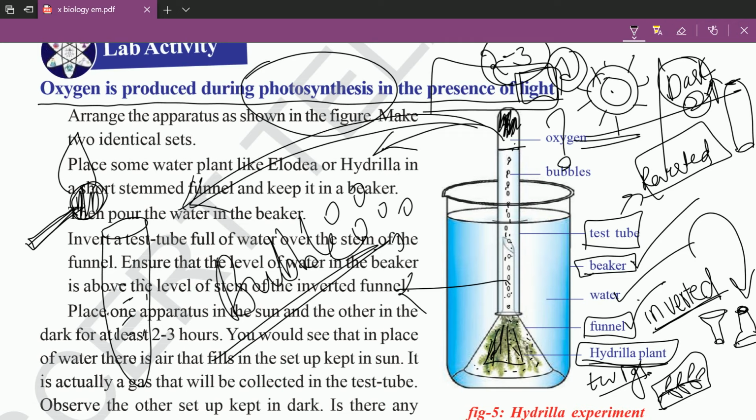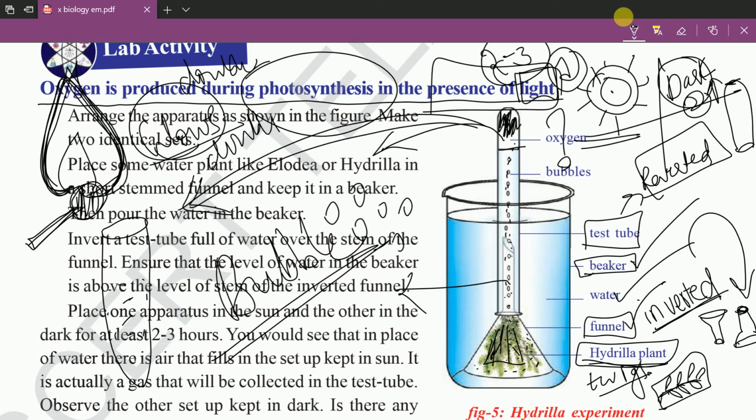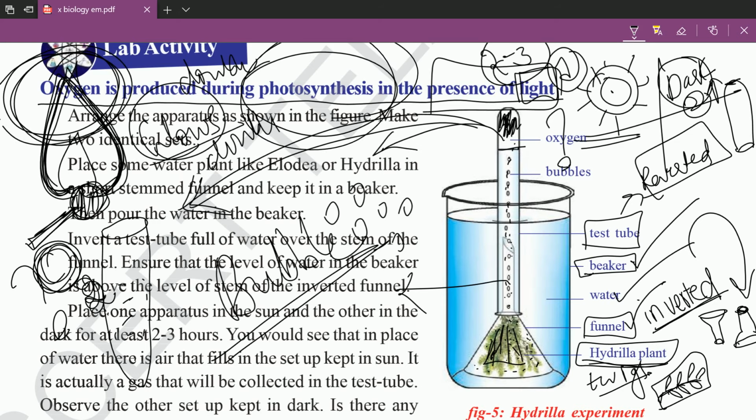This gas will make the brightness of this fire increase. That means it glows more. It will glow double, it shows double brightness. So how can this be possible? In this world only oxygen gas has the capacity to make a fire burn. By this we can understand that oxygen is produced during photosynthesis.